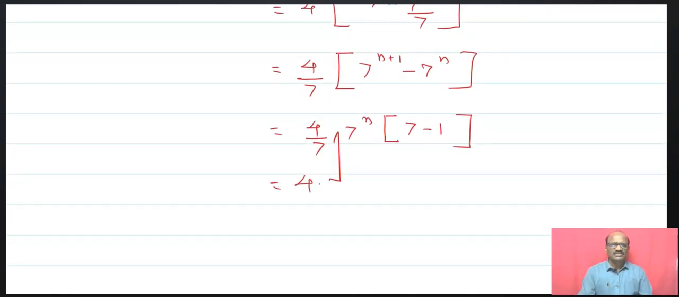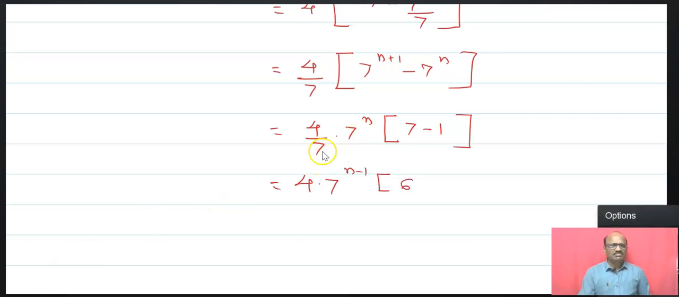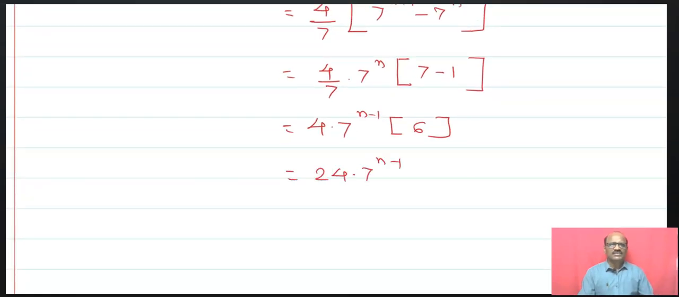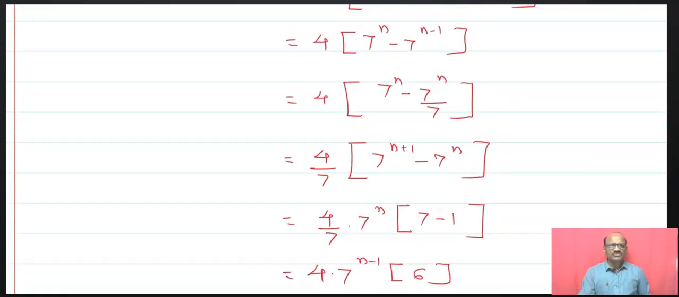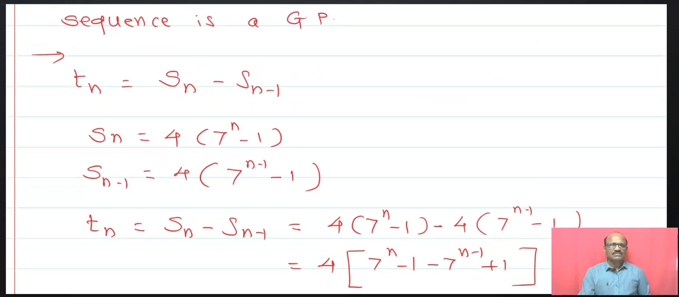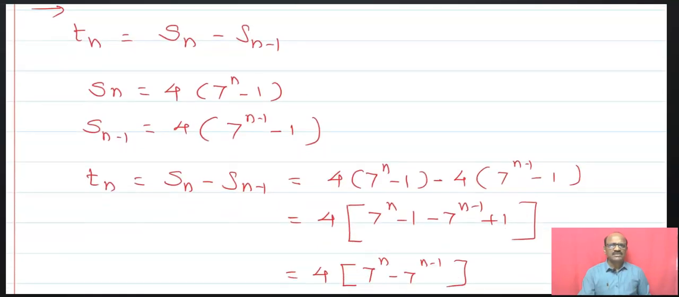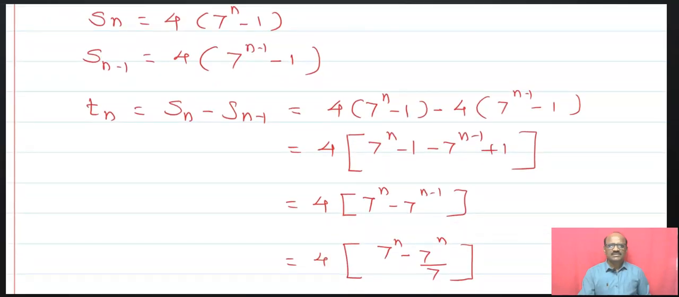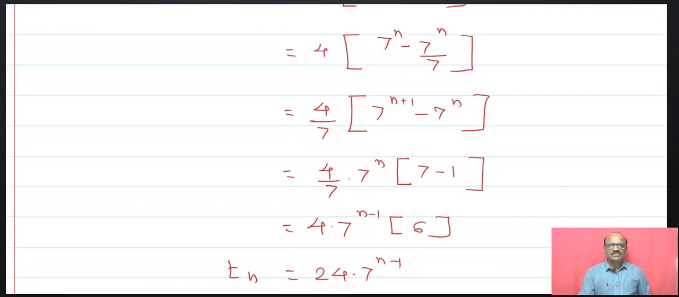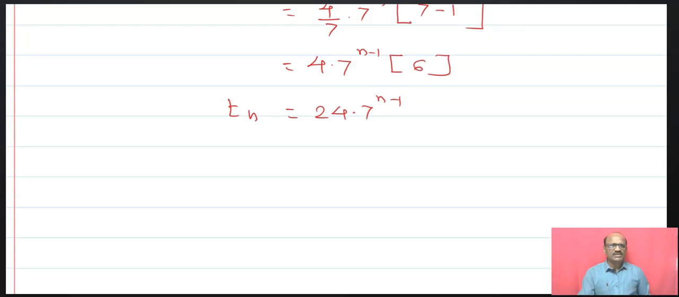Now how does this come? That is 7 raised to n upon 7. The power of 7 is 1 and there is division, therefore 7 raised to n minus 1. 7 minus 1 is equal to 6. And we can now write 4 into 6, that is 24. Therefore Tn is equal to 24 into 7 raised to n minus 1.